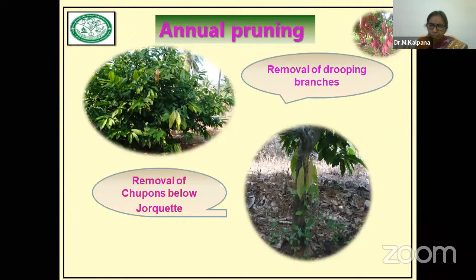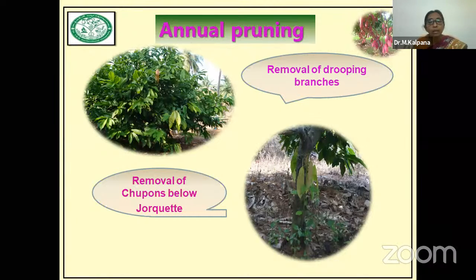Whereas in South Indian conditions, that is Kerala and Karnataka, the main pruning they will do in the month of almost May, June, and light pruning they will do in the month of September, October.